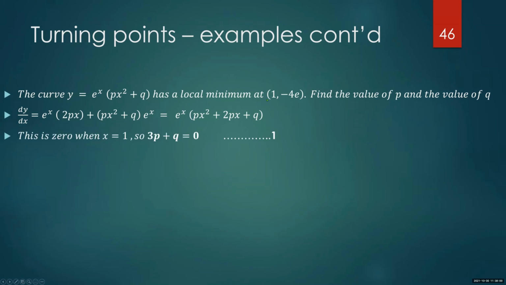This is 0 when x is equal to 1, because we're told that as part of the problem statement. So when x is equal to 1, 3p plus q has to be equal to 0. Just to be clear here, what we're saying is when x is equal to 1, this piece here is equal to p plus 2p plus q. So that's 3p plus q, and that's equal to 0.